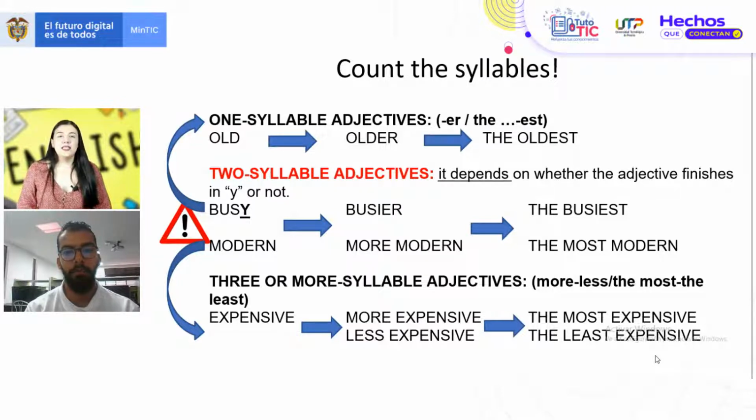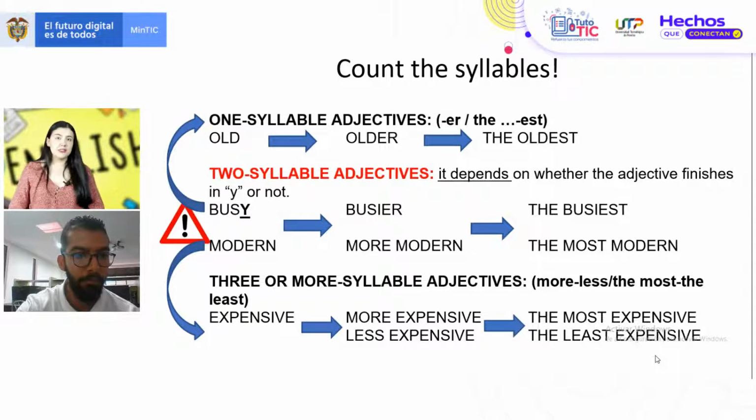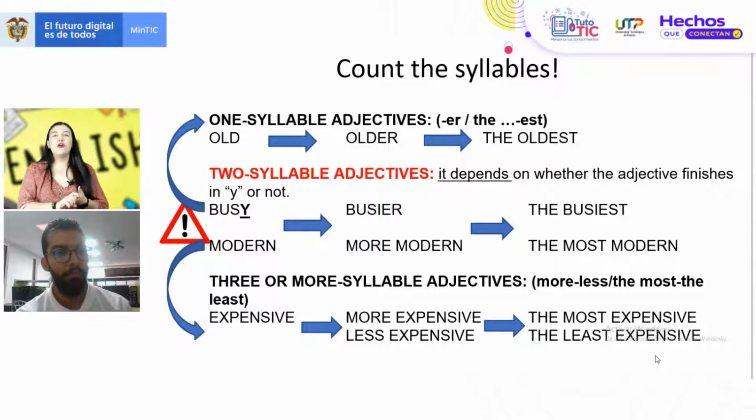So, this is the invitation. Let's do something. En el chat, chicos y chicas, ustedes allí escríbanme un ejemplo de one syllable adjective, ¿sí? One syllable adjective, que no sea el que está allí, que es old, uno diferente. Un adjetivo que tenga solo un golpe de voz, recuerden que simplemente le agregamos er.